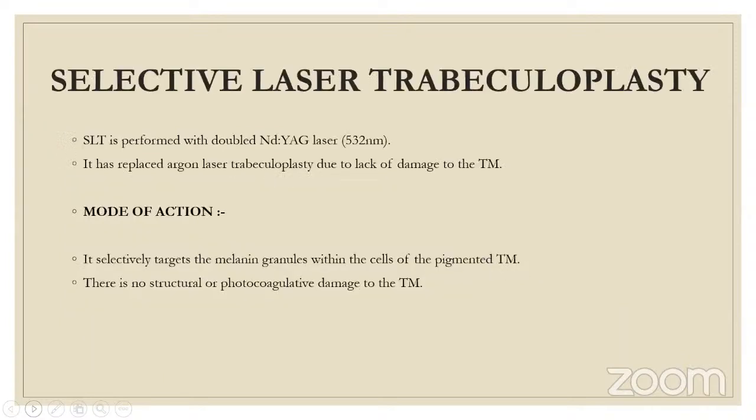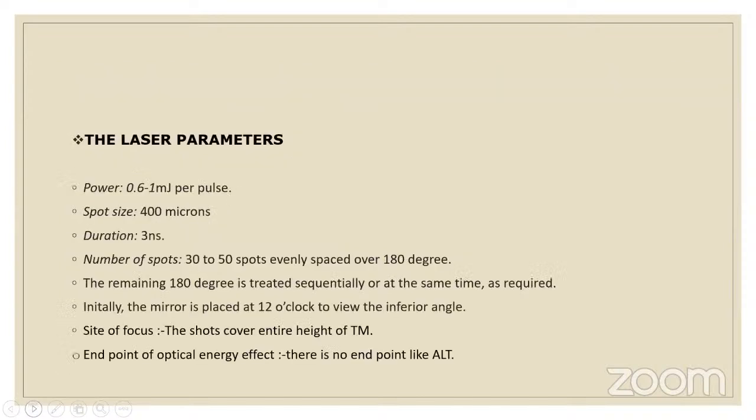The second is selective laser trabeculoplasty. The SLT is performed with the double-frequency Nd:YAG laser. The wavelength is 532 nanometer. It has replaced argon laser trabeculoplasty due to the lack of damage to the trabecular meshwork. The mode of action is that it selectively targets the melanin granules within the cells of the pigmented trabecular meshwork, and there is no structural photocoagulation damage to the TM. The laser parameter is 0.6 to 1 millijoule per pulse, and spot size is 400 micron.